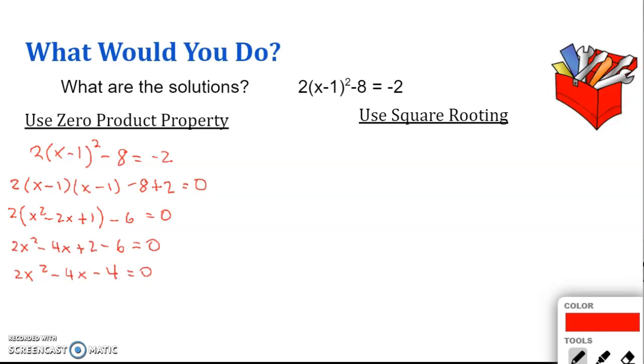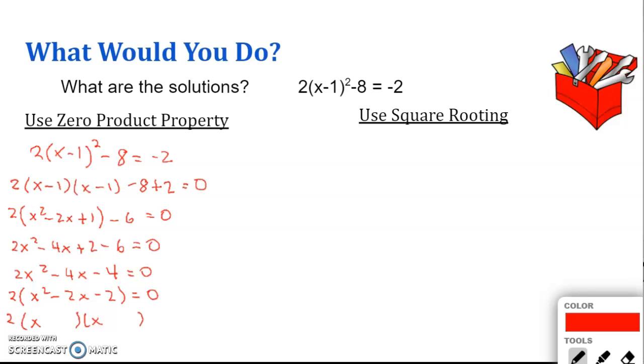Now I need to try to factor this. If I try to factor it as it is, the leading coefficient is greater than 1, which means I need to go into my diamond and use the grouping method or area model. But I see that they all have a common factor of 2, or they're all even. That means I can take out the 2 and you're left with x squared minus 2x minus 2 is equal to 0. Now this is much easier to factor.